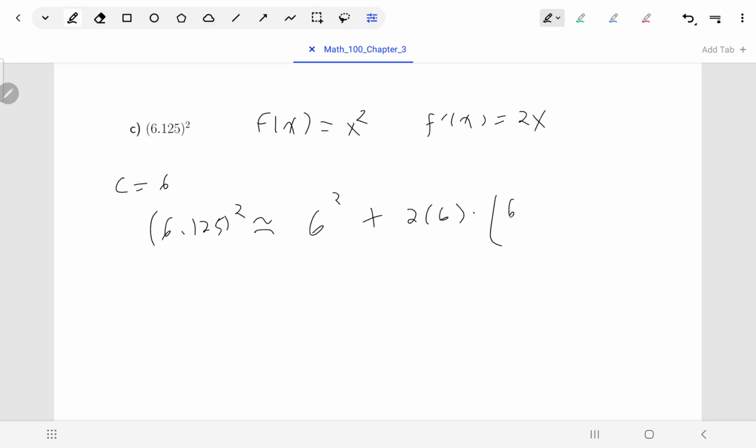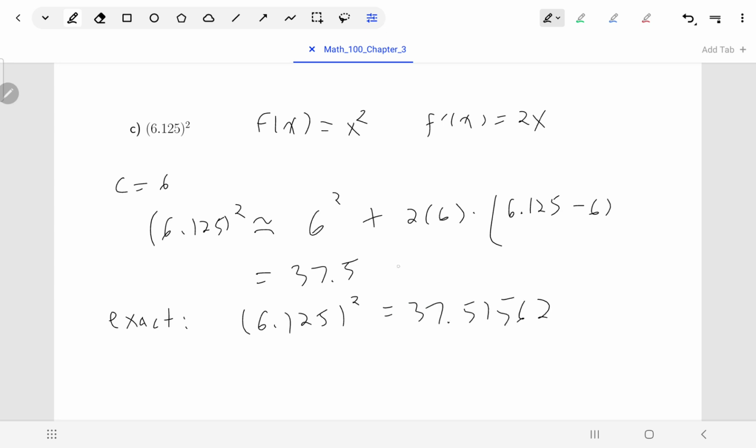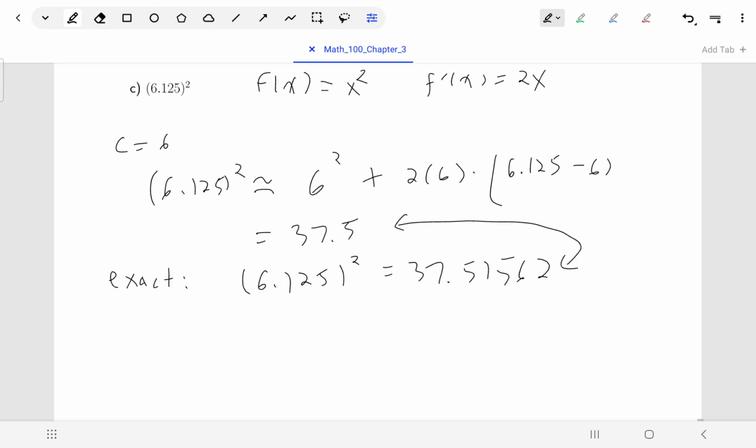So 6.125 minus 6. So when I do that, I get 37.5. And if you came up with the exact value and put in 6.125 and squared it, you would get 37.51562. So my approximate value is actually pretty close to the exact value, and it's way faster than doing all that multiplication unless you have a calculator handy.